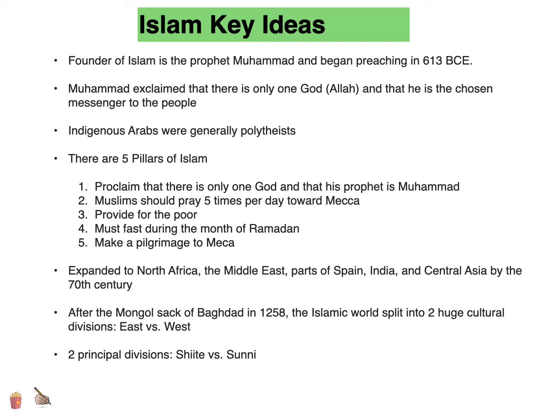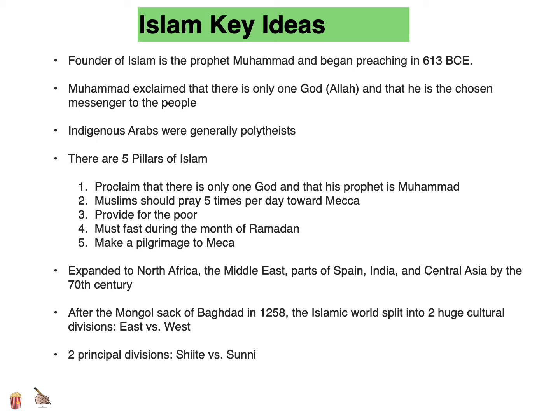There are 5 pillars of Islam. 1. Proclaim that there is only one God and that his prophet is Muhammad. 2. Muslims pray 5 times a day towards Mecca. 3. Provide for the poor. 4. Must fast during the month of Ramadan. And 5. Make a pilgrimage to Mecca.